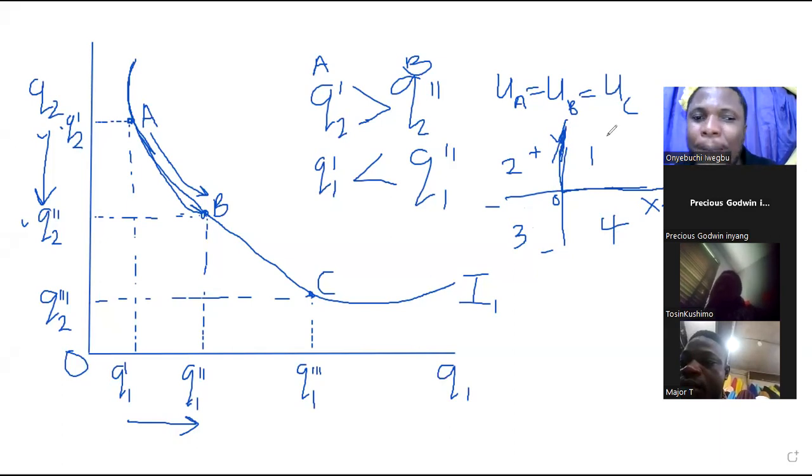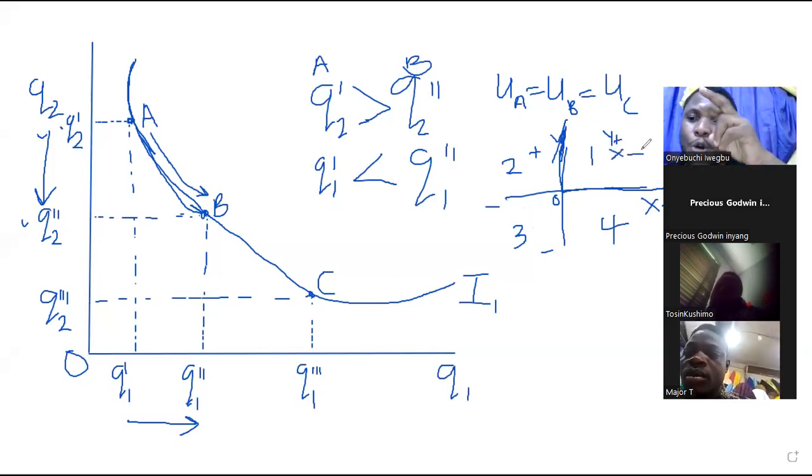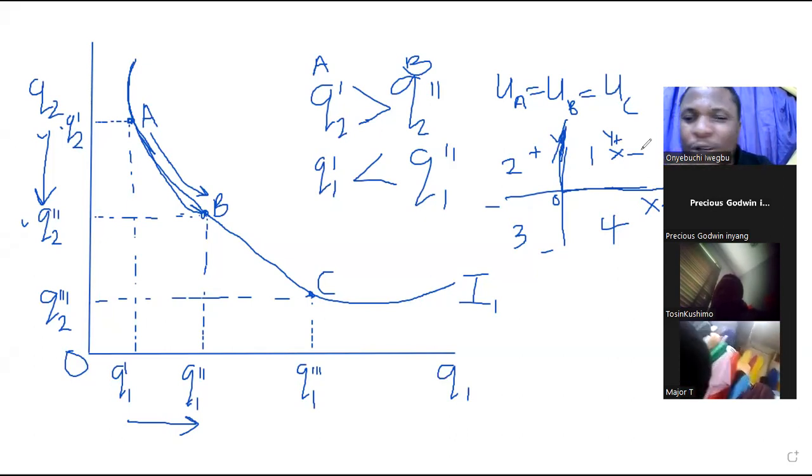And at this first part, what happens? Y is positive, X is also positive, meaning the two goods I'm consuming are positive. Remember, my assumption of my utility function previously, I have said I cannot have negative commodities consumed. So if I cannot have negative commodities consumed, that means Y or X can never be negative.